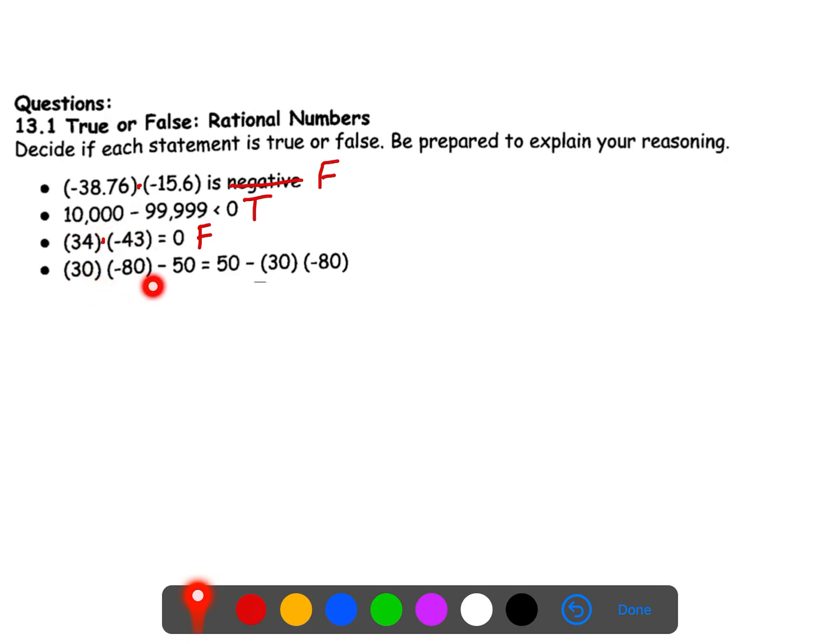Finally, let's look for some similarities here. So we've got 30 times negative 80, and we've got 30 times negative 80 on this side. On the left, we're subtracting 50 from it. And on the right, we're subtracting this product from 50. Now, what we know about subtraction is you can't interchange the two numbers being subtracted, or you get a very different answer. You get the opposite value. So this too would be a false statement. Those are not going to be equal on the left and right side.